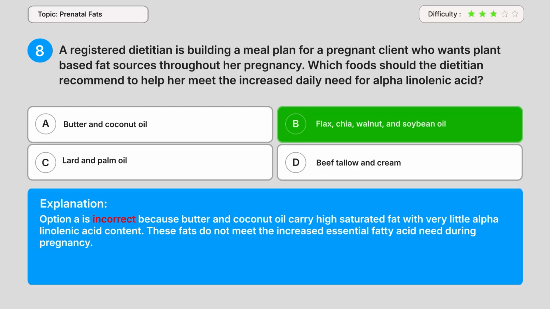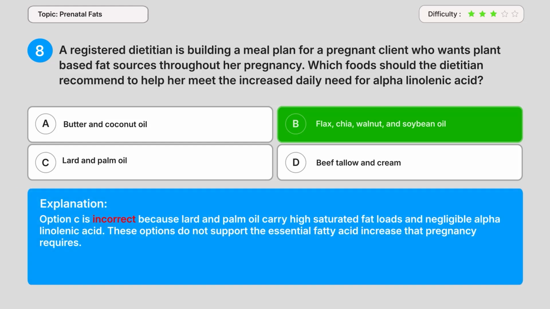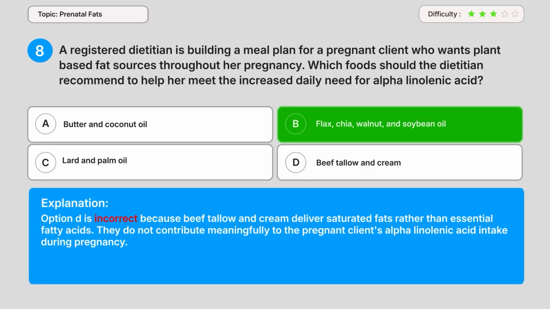Option A is incorrect because butter and coconut oil carry high saturated fat with very little alpha-linolenic acid content. These fats do not meet the increased essential fatty acid need during pregnancy. Option C is incorrect because lard and palm oil carry high saturated fat loads and negligible alpha-linolenic acid. These options do not support the essential fatty acid increase that pregnancy requires. Option D is incorrect because beef tallow and cream deliver saturated fats rather than essential fatty acids. They do not contribute meaningfully to the pregnant client's alpha-linolenic acid intake during pregnancy.